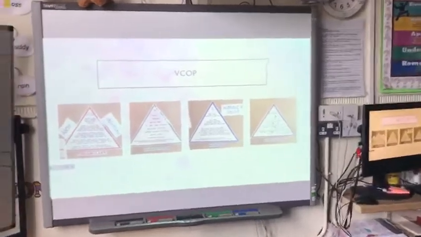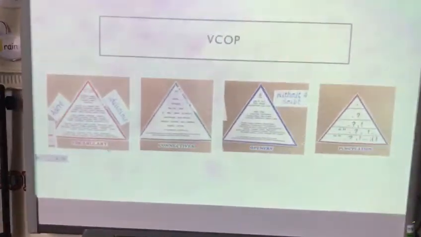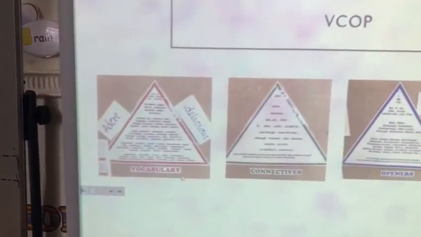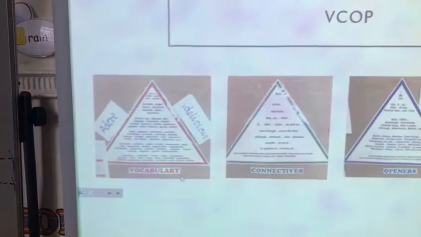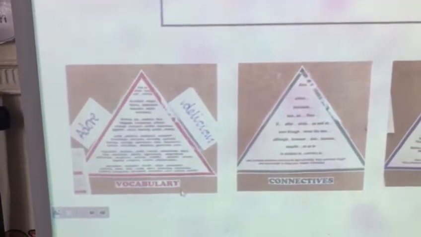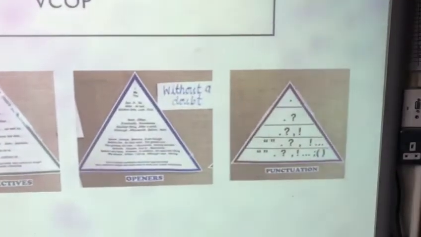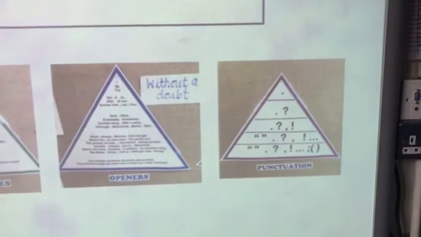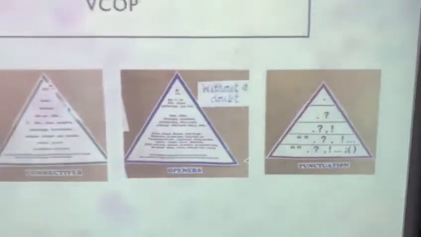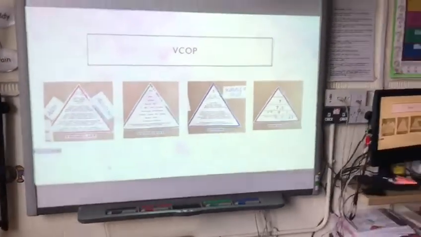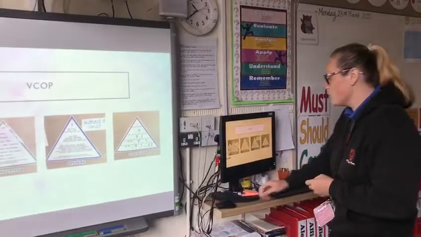So these are some things that you'll be very familiar with that we use in class, our VCOP pyramids, and I've added those into the side for you to use to help you when you come to up-level your story. So thinking about how you could improve your vocabulary, your connectives, your openers and your punctuation. And you can also find them in your diary in the back to help you with your up-leveling.